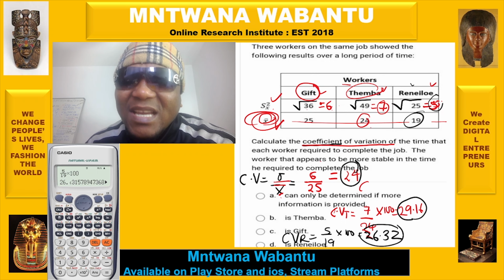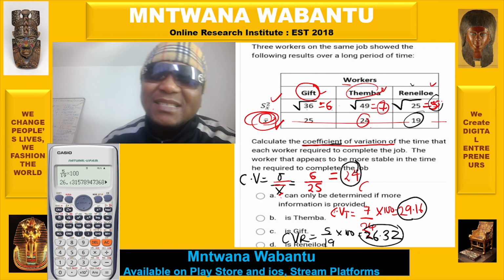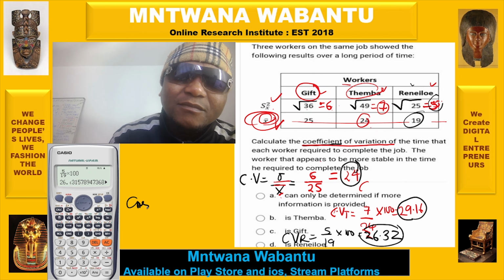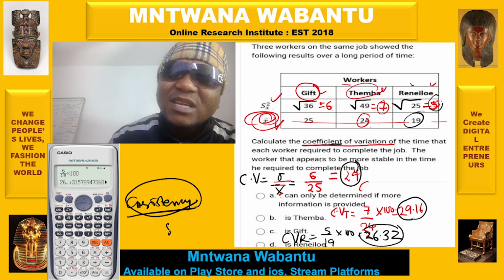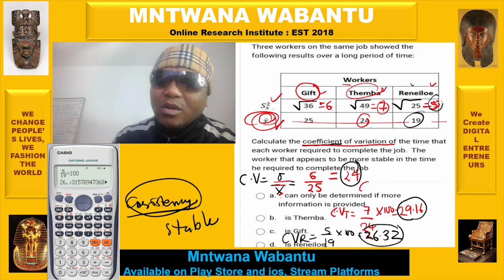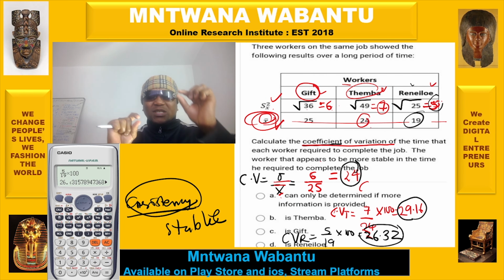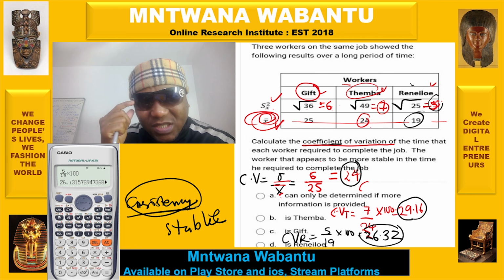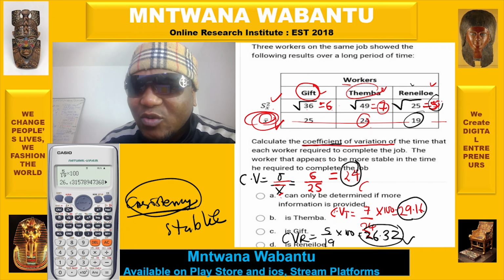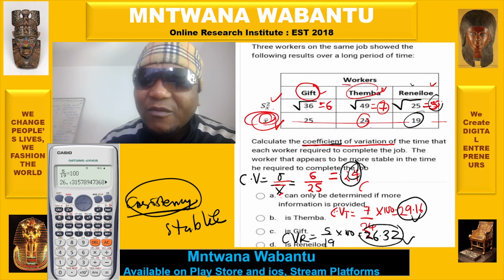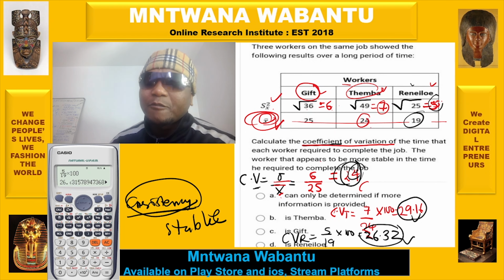The other statement that they always say is "the more consistent." So they might say consistent, or if it's not consistent, they're going to say the stable one, the steady one, which does not change. So which is the smallest among all of them? This is 26 point something, 29 point something, 24. So we see the coefficient of variation of GIFT is the smallest one because of 24.